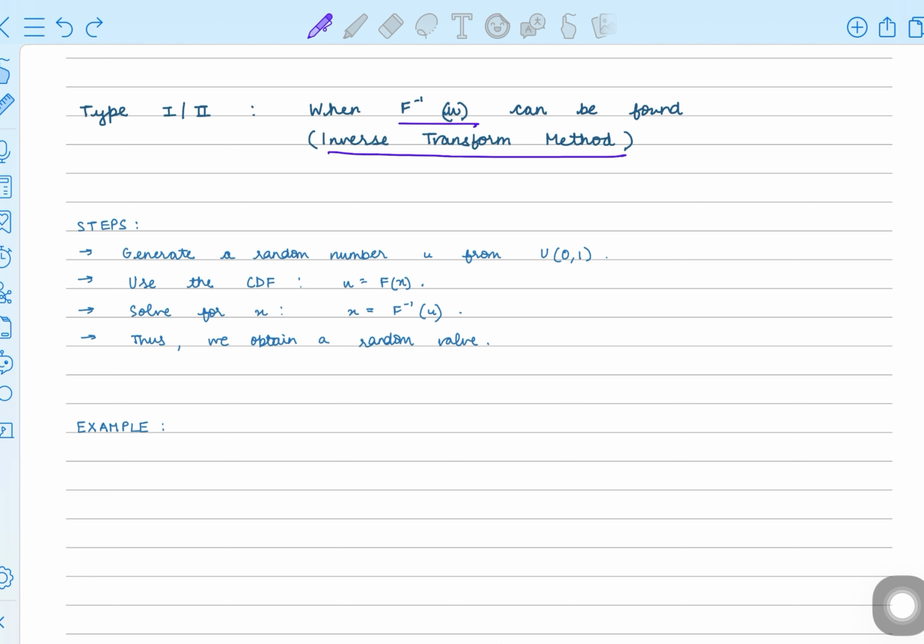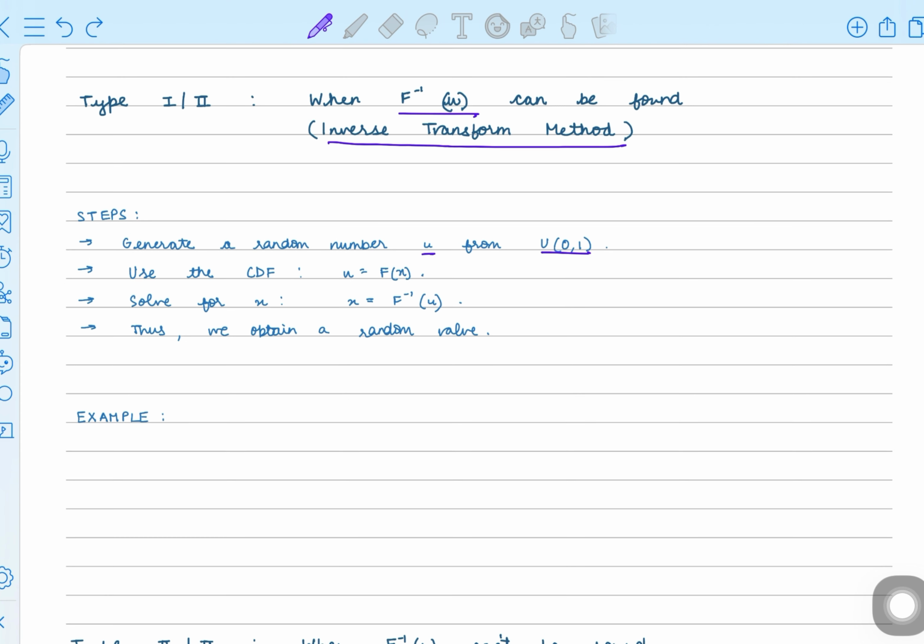So we start by generating a random number u from U(0, 1). This gives us a uniform random value between 0 and 1. Then we use the CDF given by u is equal to F of x, and we solve the equation for x. We rearrange the equation to obtain the simulated value. Thus, we obtain a random value.